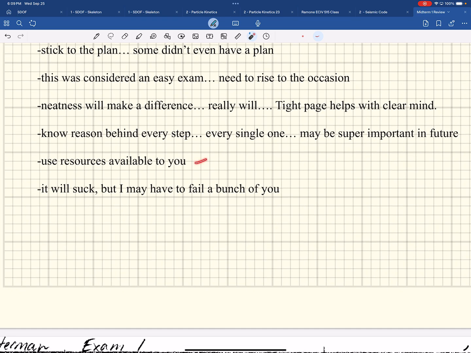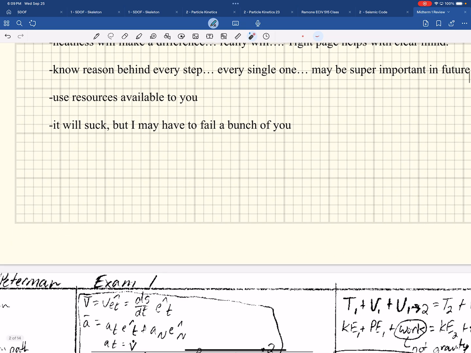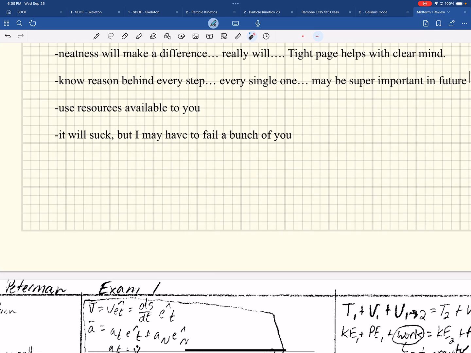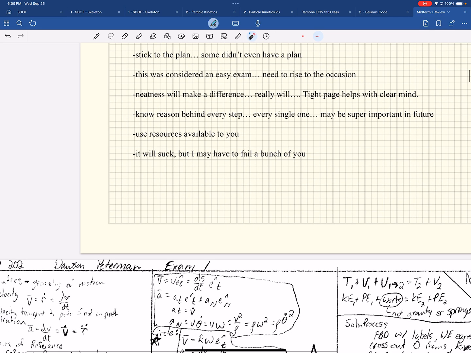Use resources available to you. Use the learning center if you can, when it's possible. I think Aiden has some hours in there tomorrow, so if you have any other questions, you can go in there. Swing by and see me, okay? It may suck, but I may have to fail a bunch of you. That's the other option, is I just fail you, right?